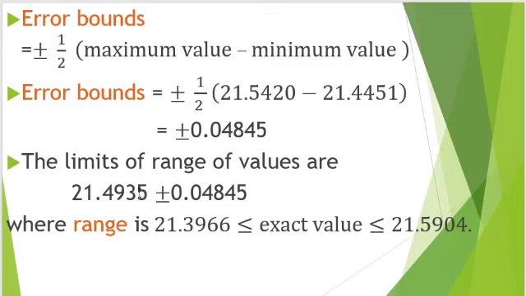Then the limits of range of values. Limits, I said, are supposed to be two. That means you pick the exact value plus or minus the error bound we've got. When you subtract, you get the lower bound. When you add, you get the upper bound. That is our range of values. That's why I'm saying the range is 21.3966 less or equal to exact value less or equal to 21.5904. Since the question wanted the range, that comes to the end of that question.